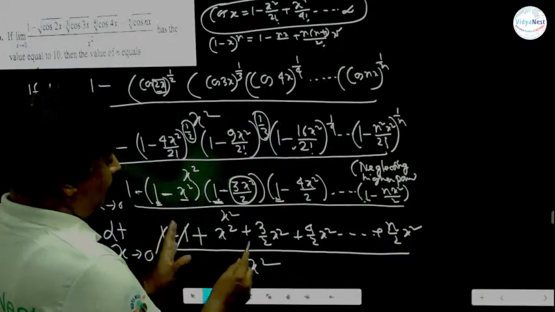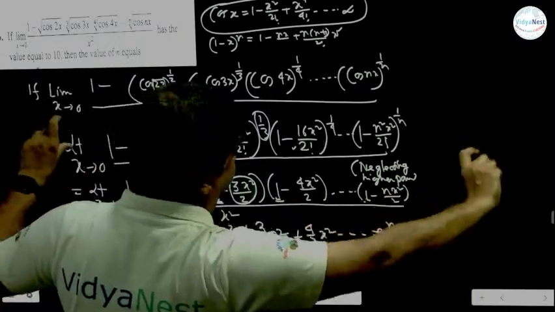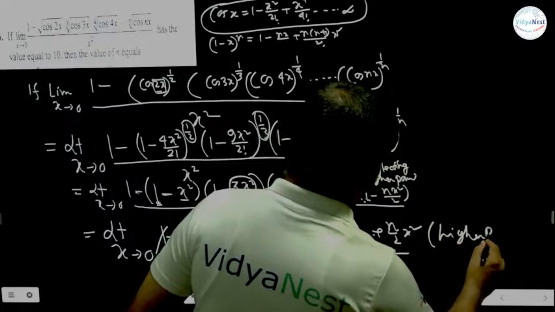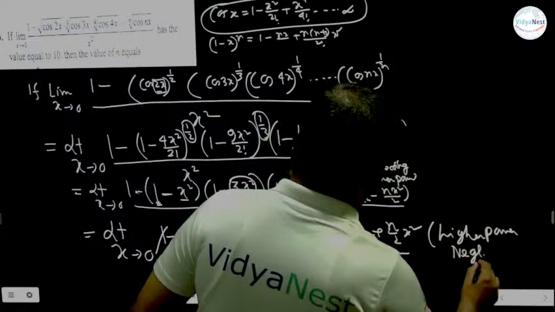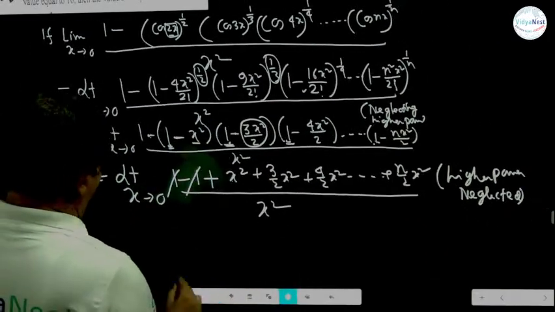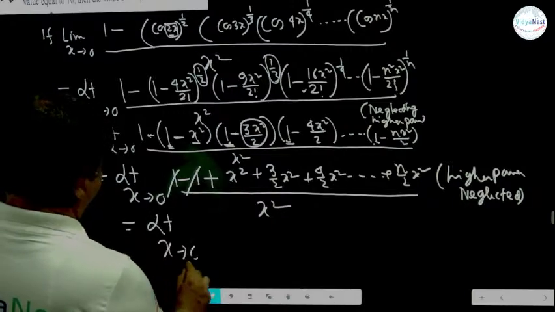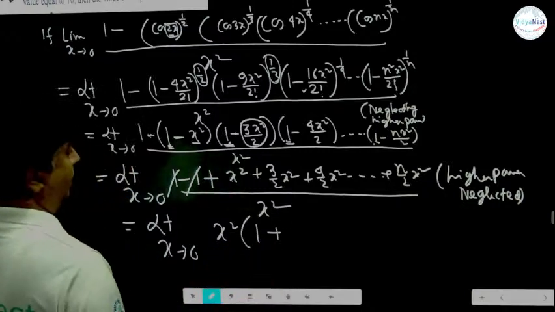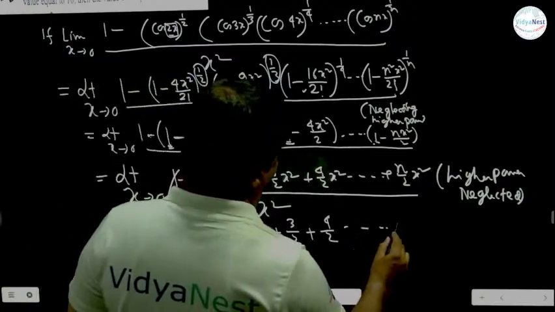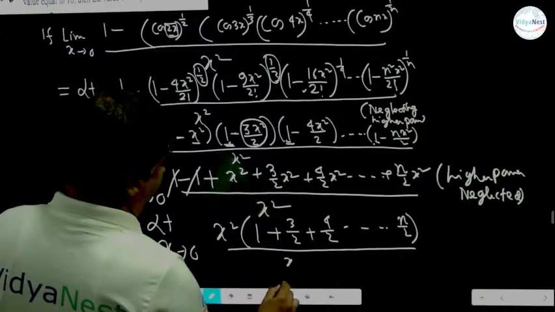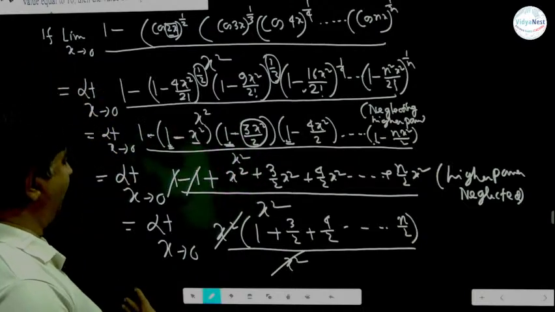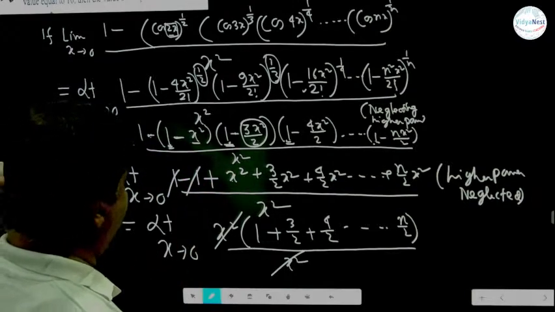Now you can tell me, okay, in this gigantic multiplication, what about the other terms? Higher power. Neglected. So you take x square common. If you take x square common, what will be left? 1 plus 3 by 2, 4 by 2 up to n by 2 by x square. X square will get cancelled. Yes or no? So there is no role of x now. Limit will be withdrawn.